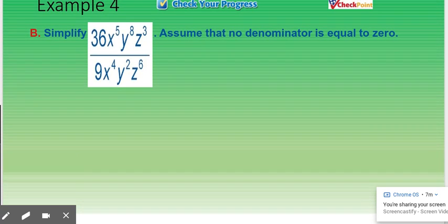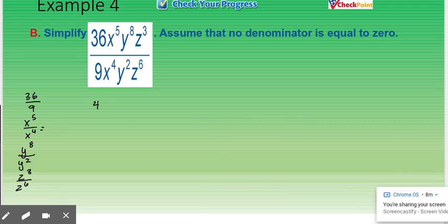So let's get one more of these. Okay? Again, this is a division problem, and there's some work to be done here. So I'm going to organize 36 over 9, x to the fifth over x to the fourth, y to the eighth over y squared, and z to the third over z to the sixth. So 36 over 9, remember, that's just a fraction. That simplifies to be 4.